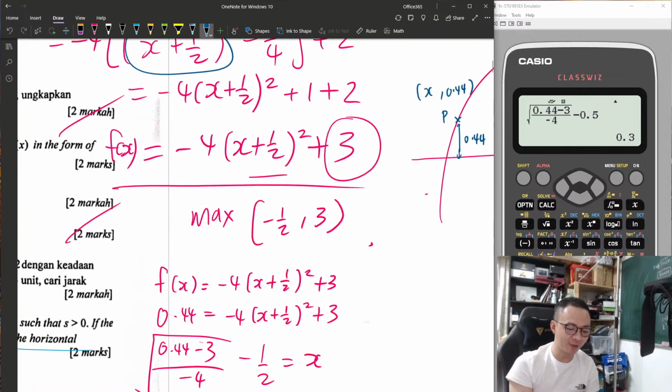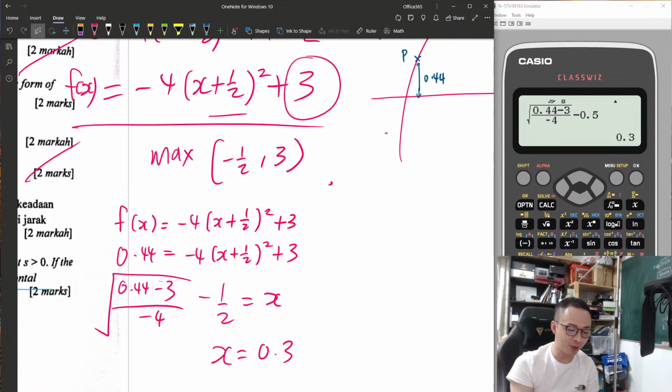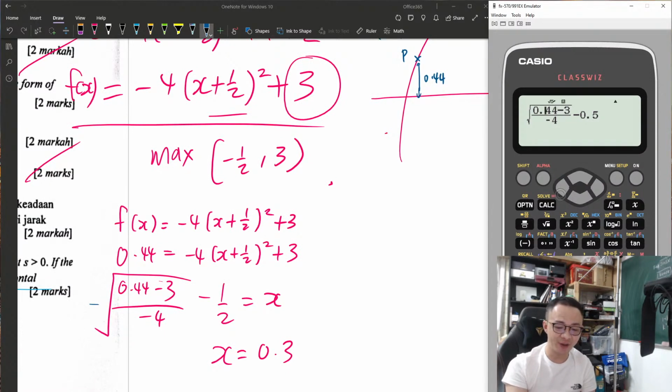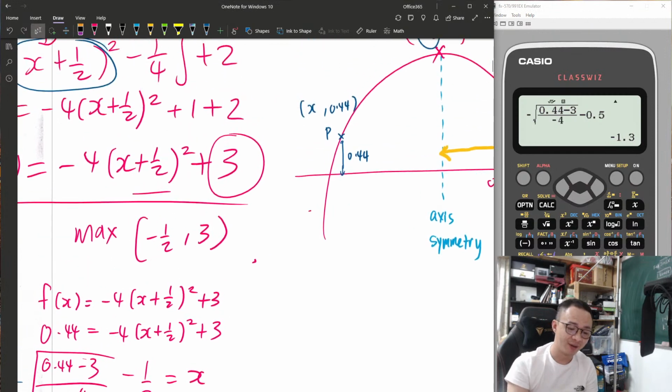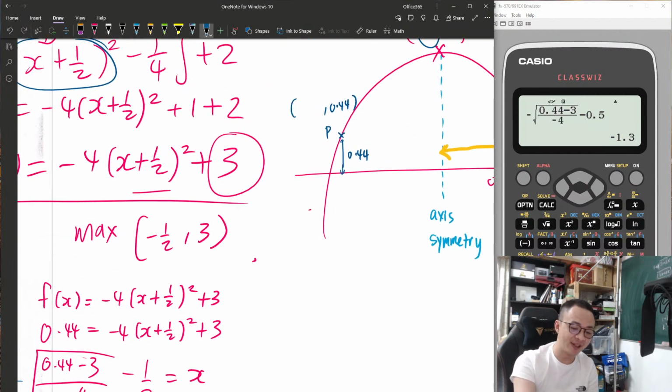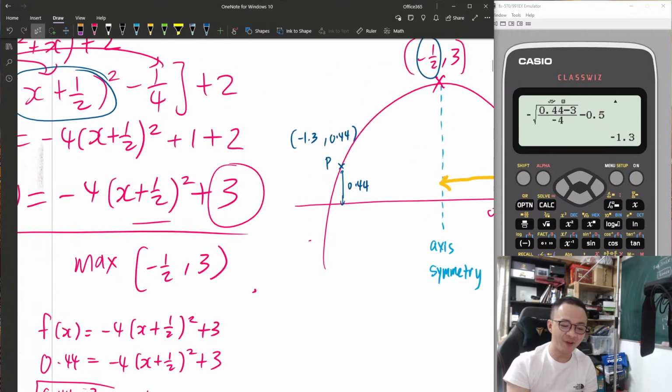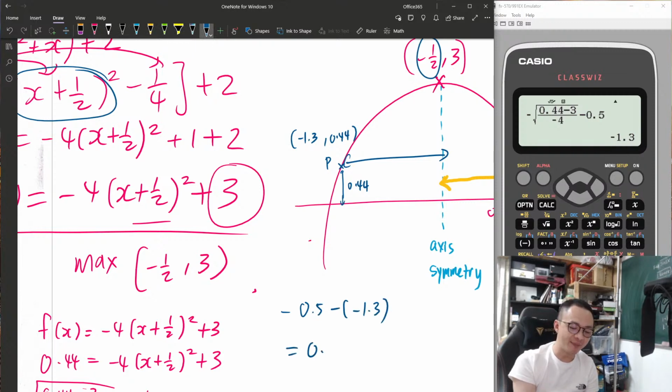Okay, then this one, when you do here, you will need to do the minus version. Then I will add the negative in front of here. Add a negative here. I enter, I will get negative 1.3. So my x here is basically negative 1.3. Then if I want to find the distance between this one to the axis of symmetry, I will just say negative 1 over 2 or negative 0.5 minus negative 1.3. You're still getting back 0.8.